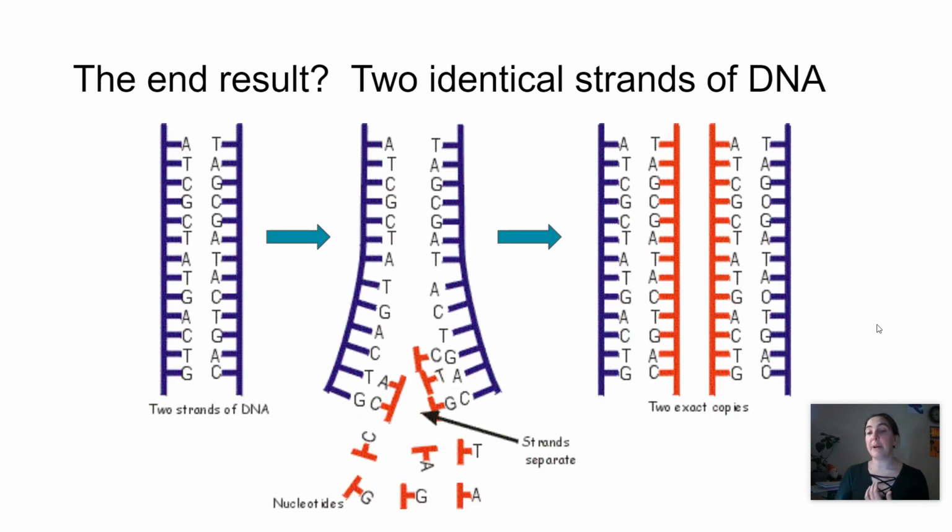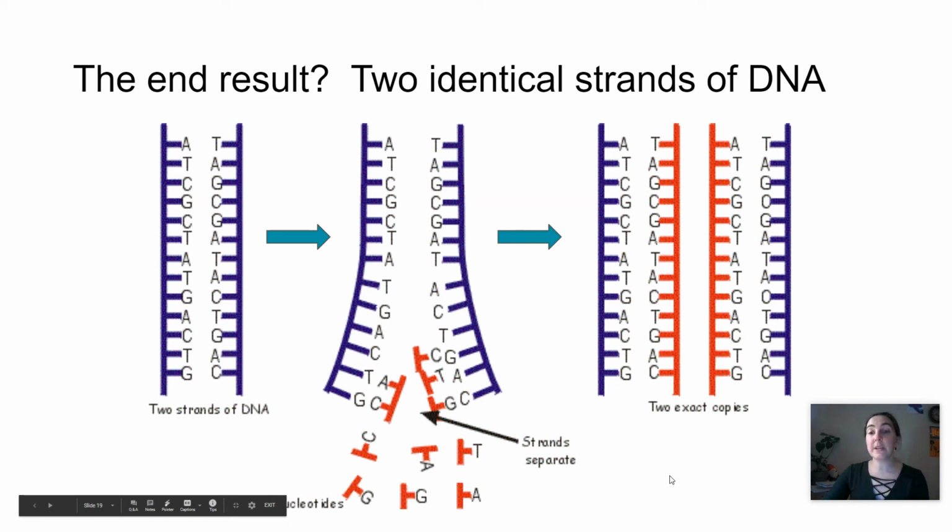The really cool thing about this is that because of those base pairing rules, because the bases always match up the same, in the end, you end up with two exact copies of the original DNA strand. This one on the left is the one that you started with. The enzyme helicase splits it apart. DNA polymerase brings in the new nucleotides based on those base pairing rules. And then at the end, you have two copies that are exactly the same. They all have AT, TA, CG, GC. They all have that same pattern of bases on both sides.